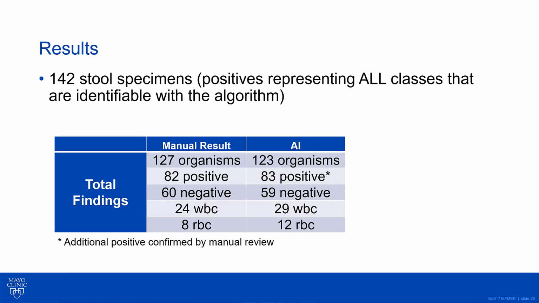This is our most important finding because any positive slide that is identified by the AI system will then be pulled for manual review. You'll see that the manual review detected more organisms, slightly more, 127 compared to 123, but those would all be detected by the manual review. So the slide level positive or negative result is most important. With this, we felt comfortable that the AI result was equivalent, if not better, than the manual result. And then you'll also notice that the AI algorithm detected more white blood cells and more red blood cells. So we were very pleased with this analysis.